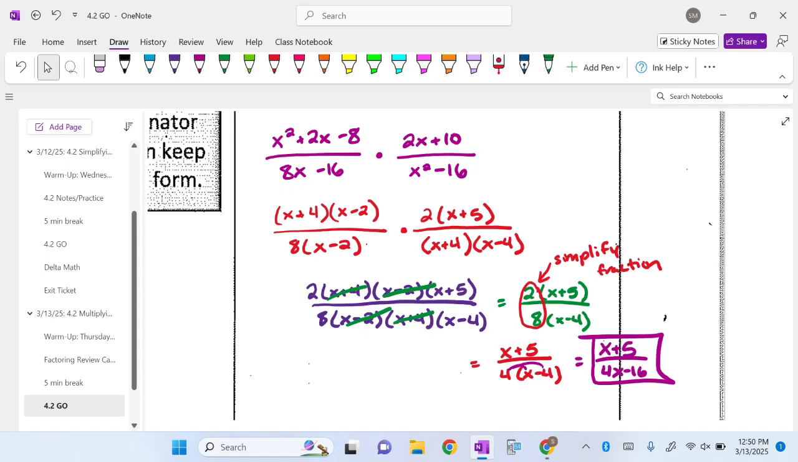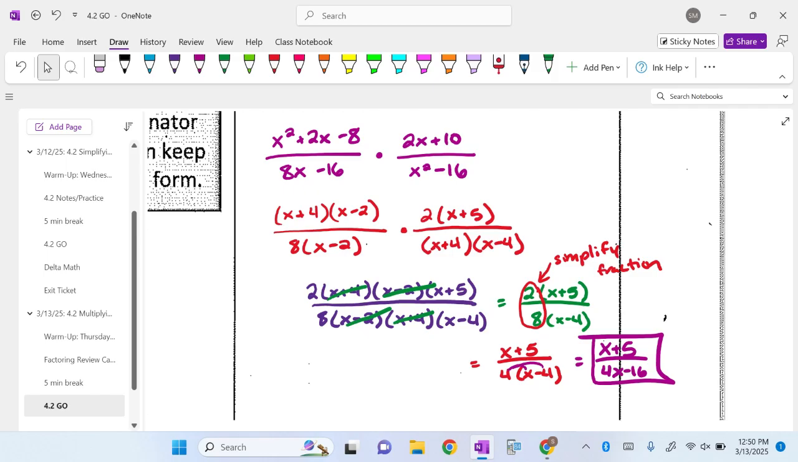The second denominator, the only thing that we could have factored out was a GCF of 8. So that's what I factored. I took out a GCF of 8, that gave me x minus 2. On the other side, only thing I could have factored out of the top numerator was a 2. So I took the 2 out, I get x plus 5.